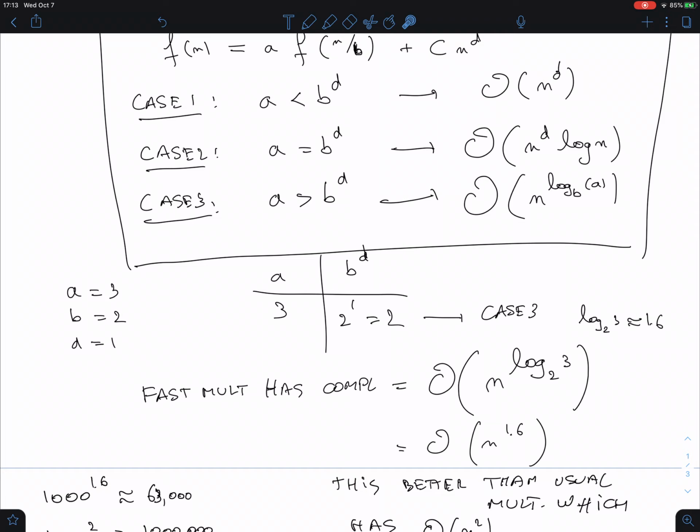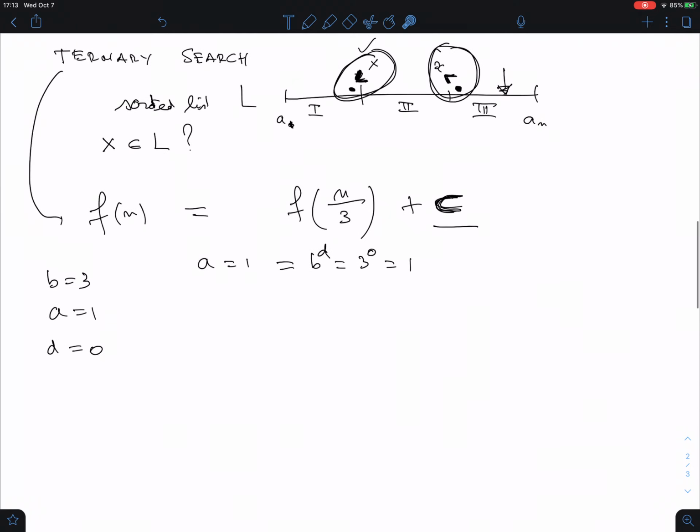And this tells me it is n to the log D, n to the power D, but D is 0, log n. So this is a search of complexity f of n is complexity log of n. Now this is very important. This is a search algorithm that has log n.